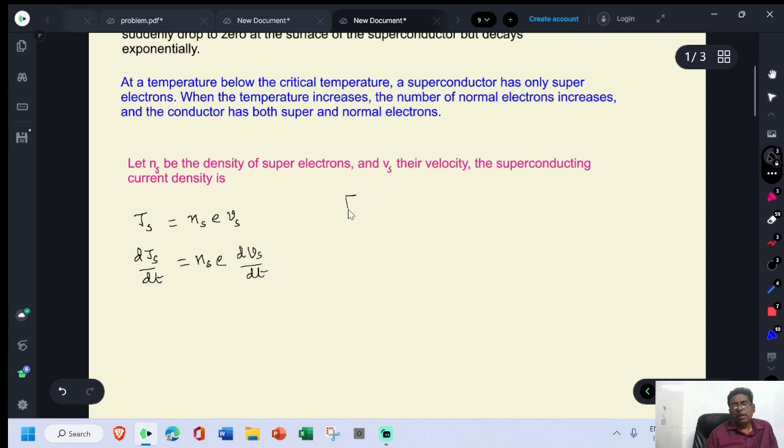But according to Newton's second law, F is equal to m into d by dt of Vs. Force equals mass into rate of change of the velocity of the super electron. Here, the force acting on the electron is e into capital E, which is equal to m into dVs by dt. From this, dVs by dt equals small e capital E by m. This is the rate of change of velocity of the super electron.